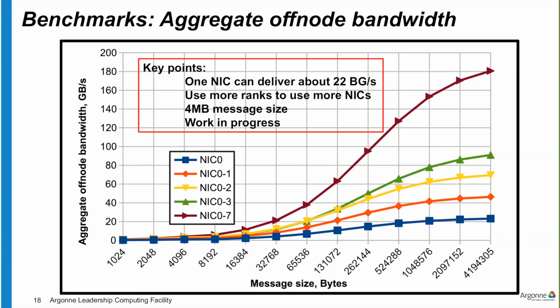Basically, we have linear growth of aggregate bandwidth when we add more and more NICs used. At about 4 megabyte message size, a single core can saturate the link bandwidth, which we have measured at about 22 gigabytes. Sorry, there's a typo. 22 gigabytes a second is what a single link can do through a single NIC.